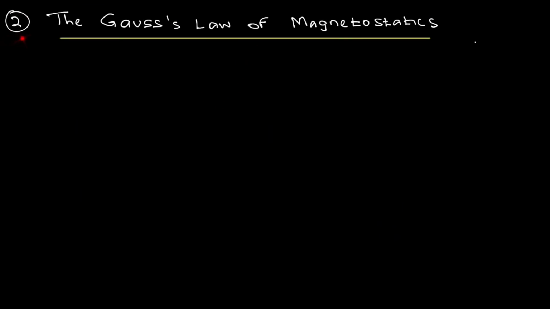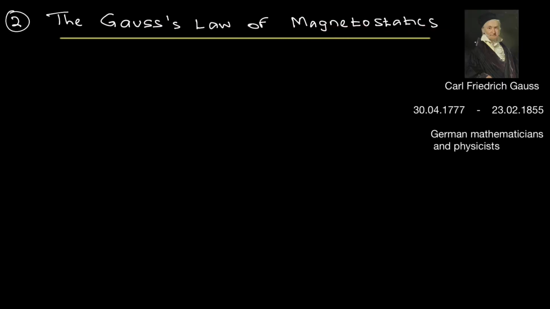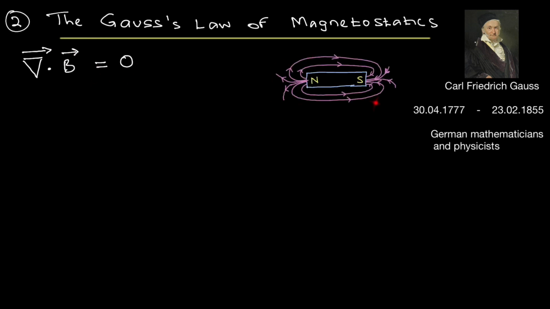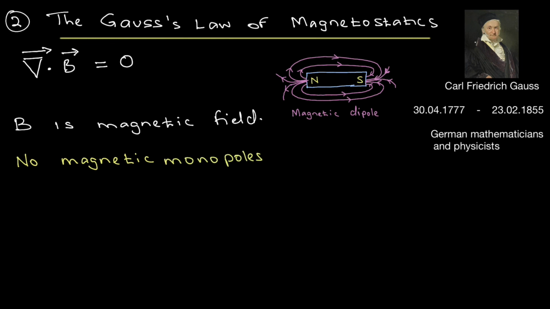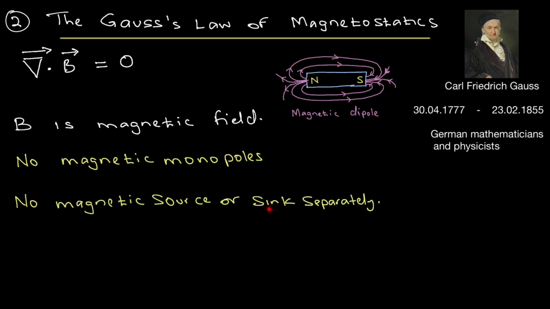The second equation is the Gauss Law of Magnetostatics, and the scientist behind it, the German mathematician and physicist Carl Friedrich Gauss, says that the divergence of magnetic field is zero. The magnetic field is a dipole, a magnetic dipole, which means that the field is coming from the north and going into the south. These are magnetic fields. So B stands for magnetic field, no magnetic monopole. Unlike the electric field where you have electric monopoles, we don't have a magnetic monopole here. We have a magnetic dipole, no magnetic source or sink separately.